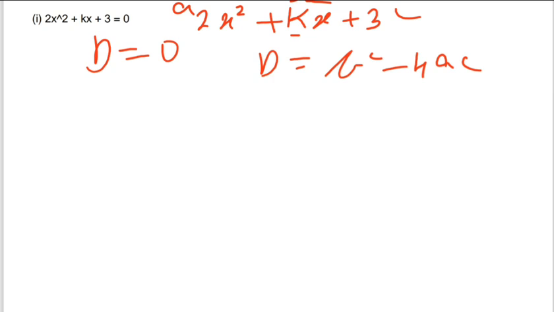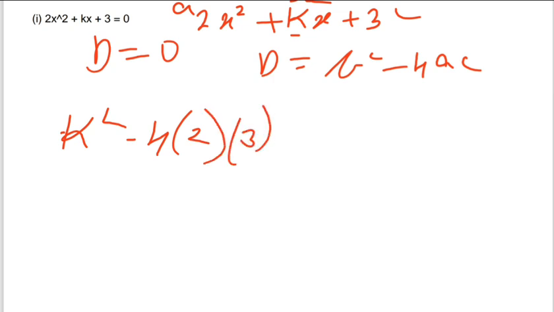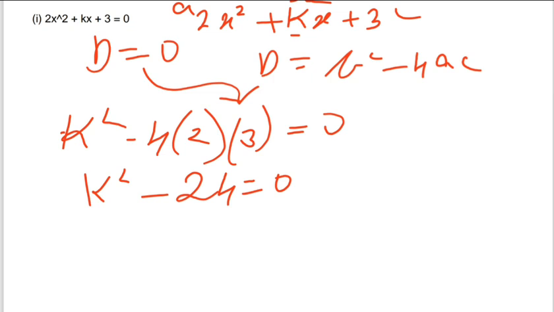So D is equal to 0. So D, we knew, k square minus 4 into 2 into 3, that will be equal to 0. So we are just applying the condition, applying the formula and equating it to 0. So k square minus, 4 2s are 8, 8 3s are 24, equal to 0. So if we take 24 to that side, plus 24, taking square to that side means plus or minus root 24.